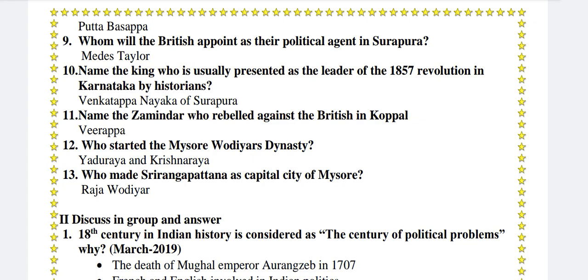Veerappa. Who started the Mysore Wadiyars dynasty? Yaduraya and Krishnaraya. Who made Srirangapatna as capital city of Mysore? Raja Wadiyar. Discuss in group and answer.